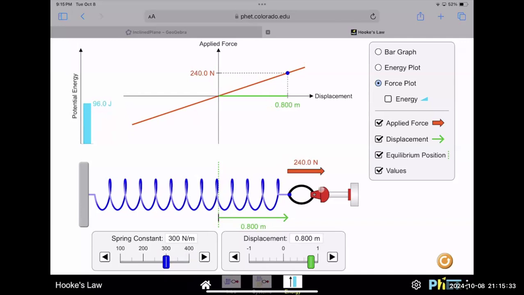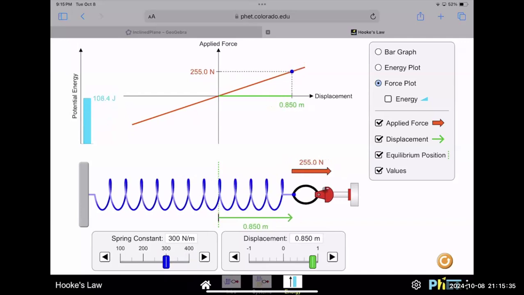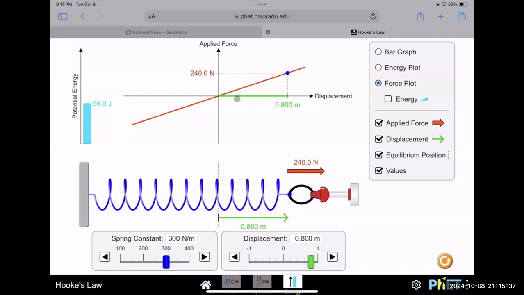Now if I move another displacement here, my force keeps on increasing. And this force versus displacement plot gives me a straight, linear line. The slope of this line tells me my spring constant, the ratio of force and displacement: how much force I need to apply to achieve how much displacement. Make sense?